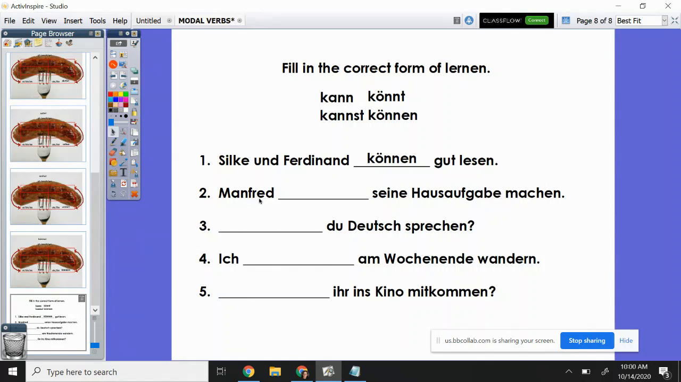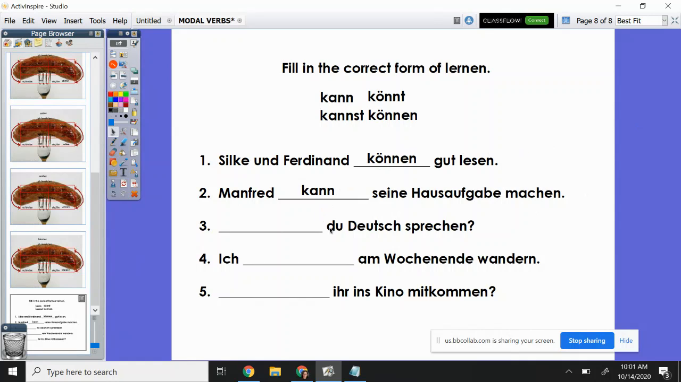Then we have Manfred, so that's like er. So we know that that is the same as our ich form, so we're going to be pulling down kann. Manfred kann seine Hausaufgabe machen. Manfred can do his homework assignment. And we see that machen is at the end of the sentence in infinitive form, and that our modal verb is the one that is conjugated. You can hear that in English too. Manfred can do his homework assignment. Can is the one that is not in the infinitive form.